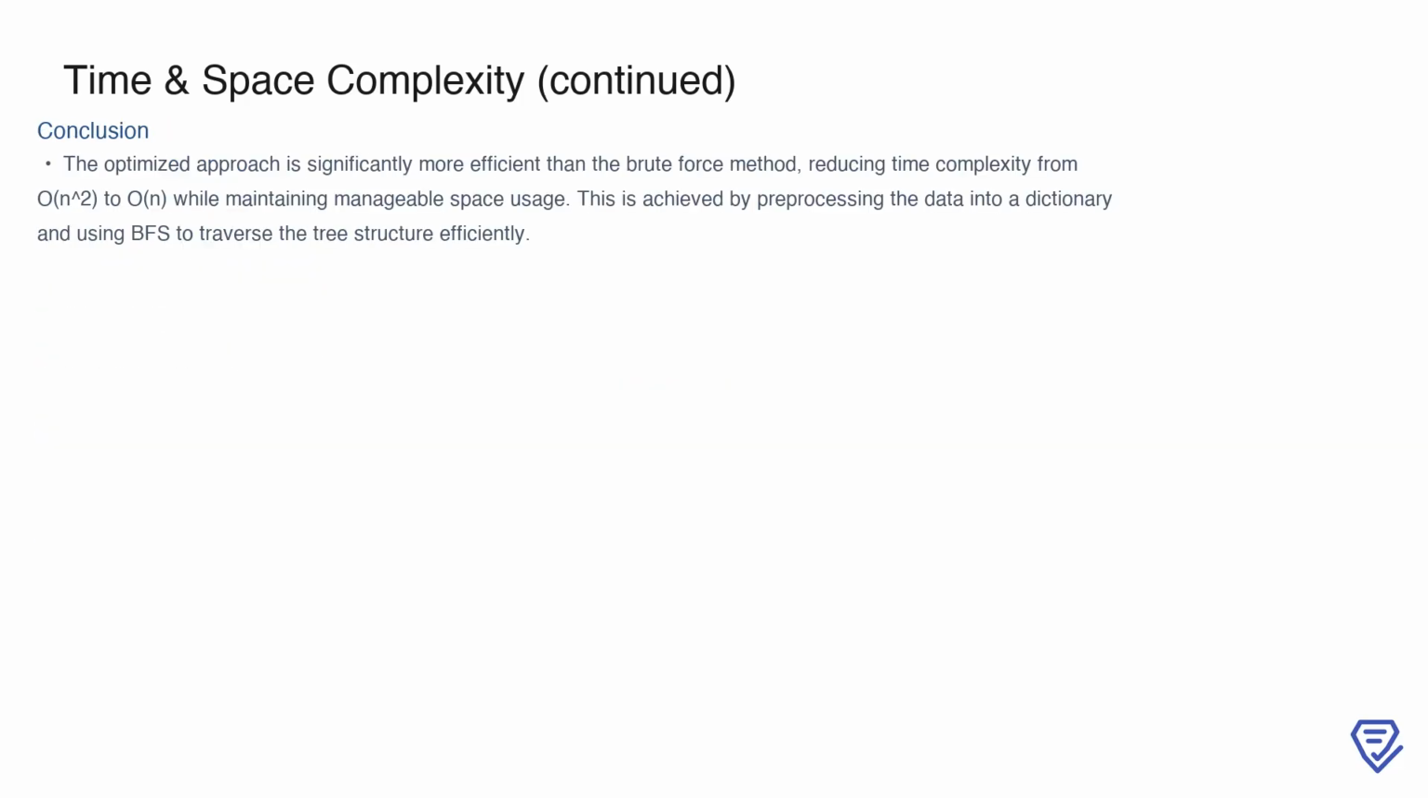In conclusion, the optimized solution is far more efficient than the brute force approach, achieving a time complexity of O(n) instead of O(n²). This improvement is made possible by pre-processing the input data into a dictionary that allows fast lookups, and by using BFS to traverse the tree structure systematically. While the space complexity is O(n), due to the use of the process_tree, queue, and to_kill list, this is a manageable trade-off with a significant reduction in time complexity.